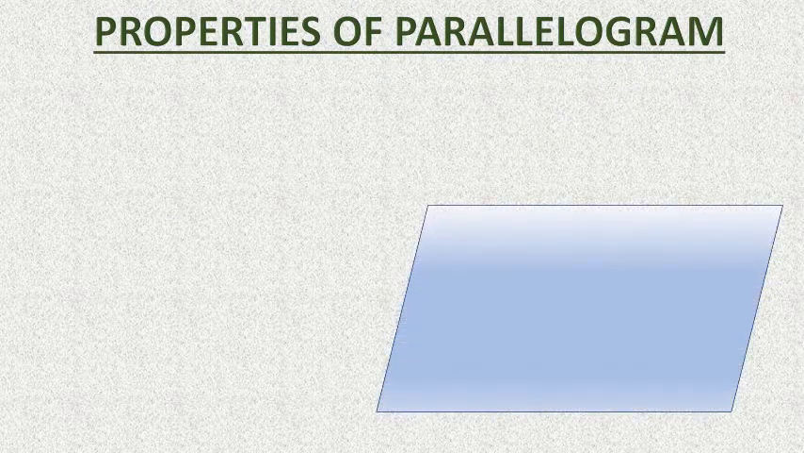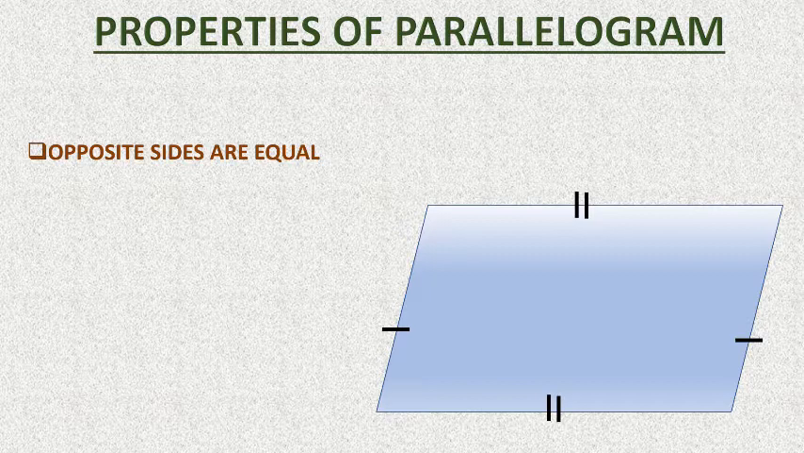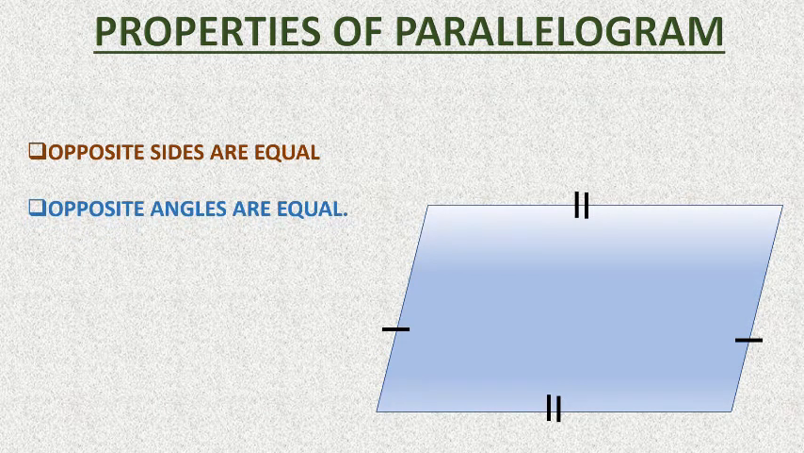Next we have some properties of a parallelogram. This is a parallelogram. Opposite sides are equal, just like the rectangle, only opposite sides are equal. Means if the base is 2 centimeter, then the opposite side is also 2 centimeter. If the breadth is 1 centimeter, then the other breadth is also 1 centimeter. Opposite angles are equal, just like the rhombus, as you have already read.